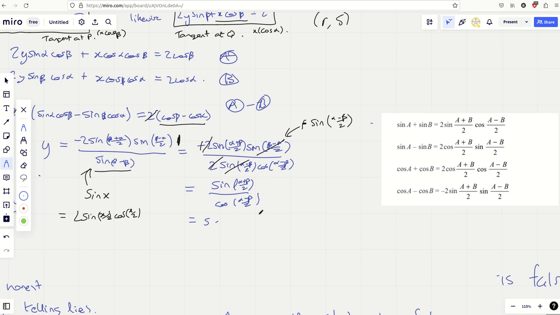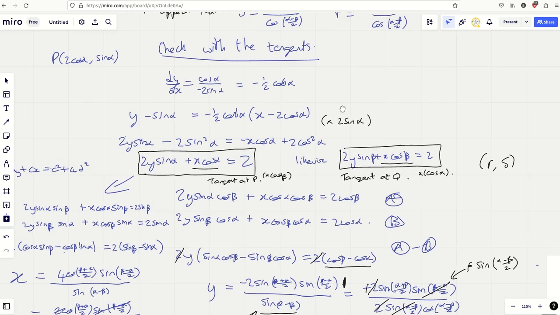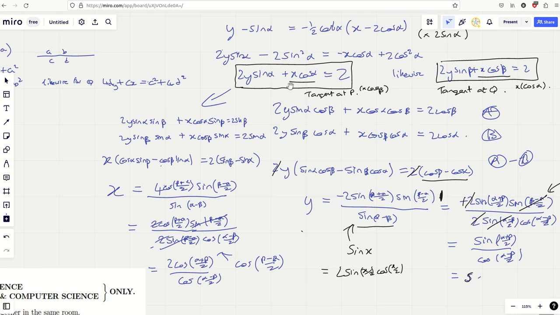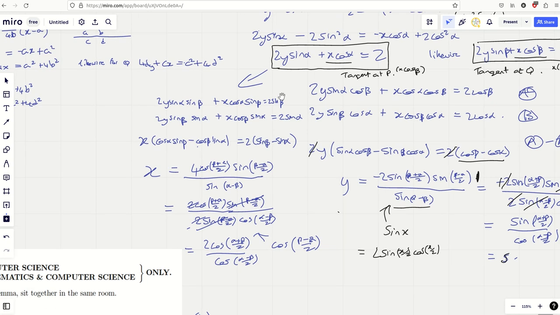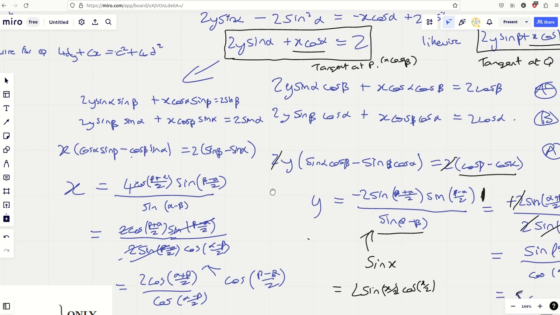And so you get sine alpha plus beta over 2, cos alpha minus beta over 2, and that is in fact S. Woohoo! We've almost finished it now. There we go, that's S. To do the same thing for R, you just repeat the whole process again, but instead of eliminating the x's, you eliminate the y's. Now I won't spend too long on this because it's exactly the same process and it gets a bit tedious.